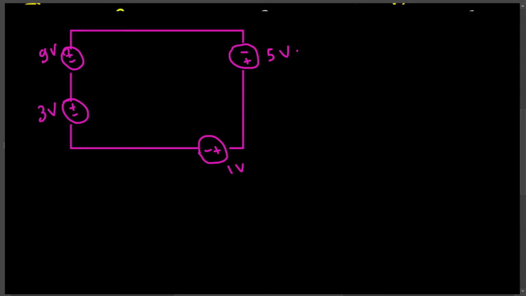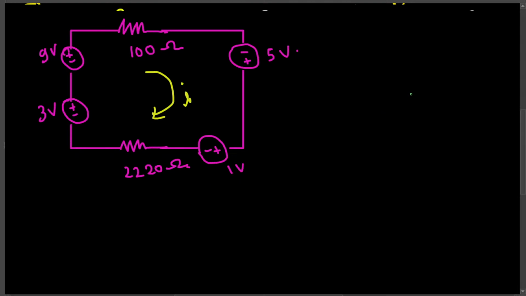Then we have resistors. Let's put this one as 100 ohm resistor. Let's put this one as 220 ohm resistor. Okay, so here we want to solve for the current passing through this. Let's take the current direction as this.